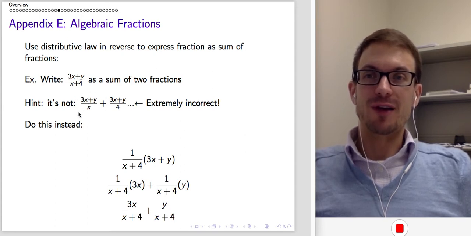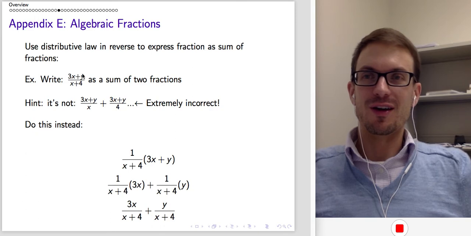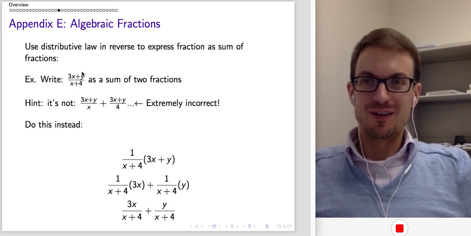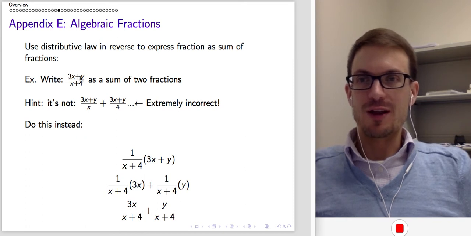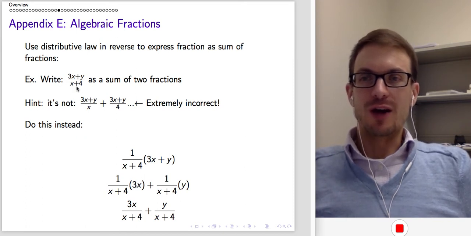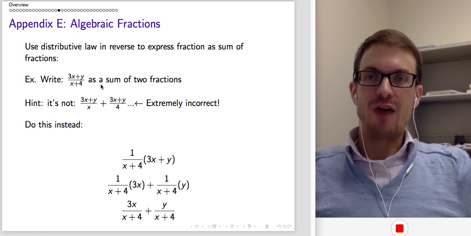Think about having to get a common denominator. You'd have to multiply this thing by 4 over 4, multiply this thing by x over x, and then add. Much different than this right here. Okay, so instead, we're just going to forget about that. That was just to illustrate. We're going to write (3x plus y) divided by (x plus 4) as a sum of two fractions. How can we do this?